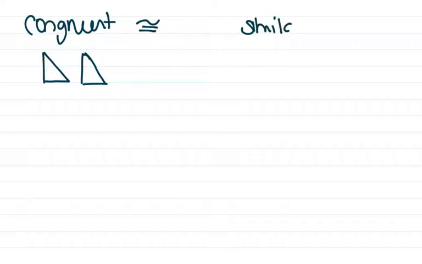Similar shapes have the same shape but a different size. So these two are similar. And the symbol for similar is just the wave. So below that it says similar triangles have the following properties. Corresponding angles are equal. So this is for similar.